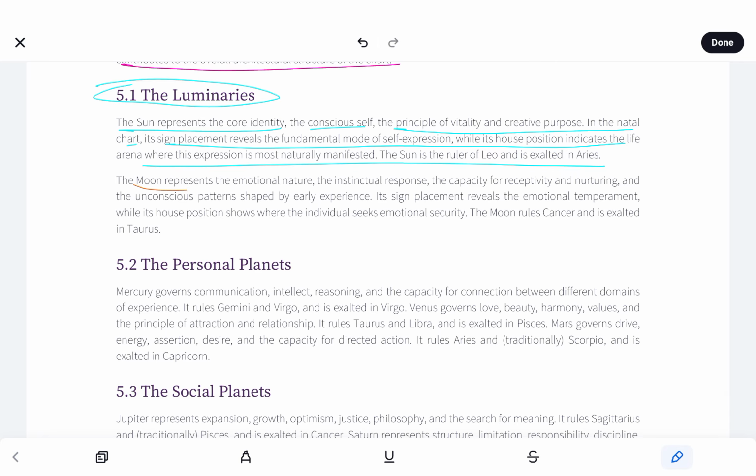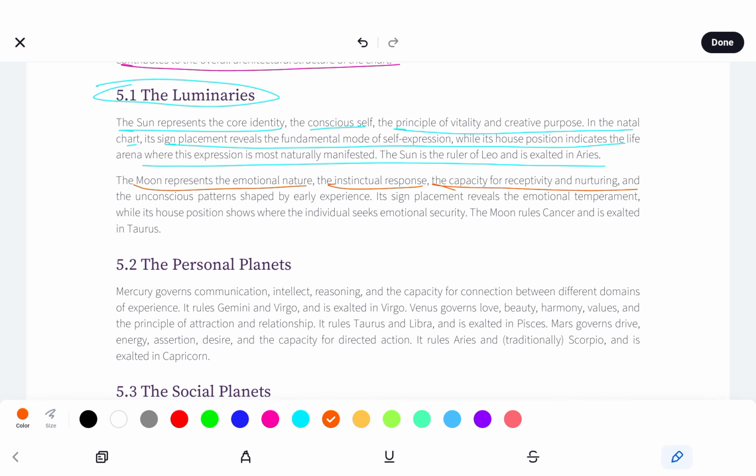The moon represents the emotional nature, the instinctual response, the capacity for receptivity and nurturing, and the unconscious pattern shaped by early experience. Its sign placement reveals the emotional temperament, while its house position shows where the individual seeks emotional security. The moon rules Cancer and is exalted in Taurus.